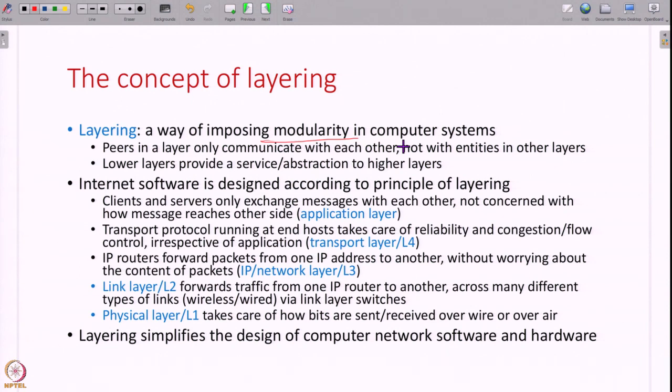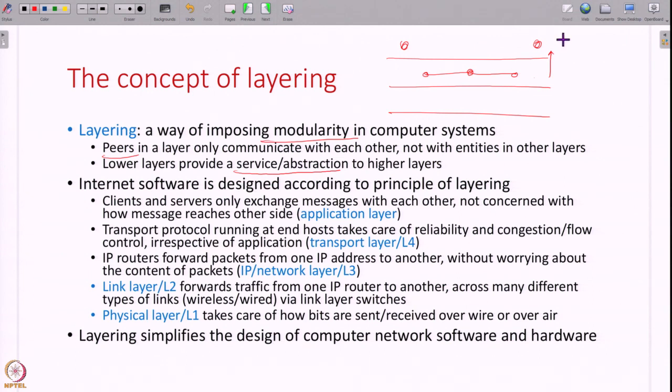So, you divide all of these entities into layers, and only the entities in one layer will talk to each other, and the entities in the other layer are not aware of them. The lower layers will talk to each other and provide some service to the higher layers, and the higher layers will provide some service to the layer above them, and so on. Peers in a layer talk to each other, and the lower layers provide some abstraction to the higher layers. So, what are the various layers in the internet today?